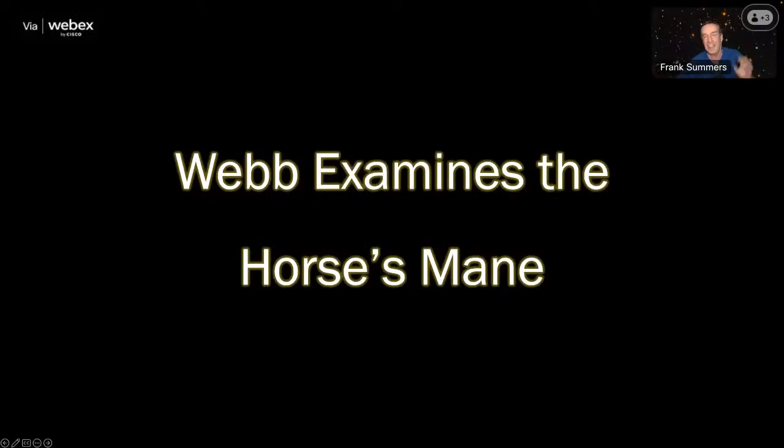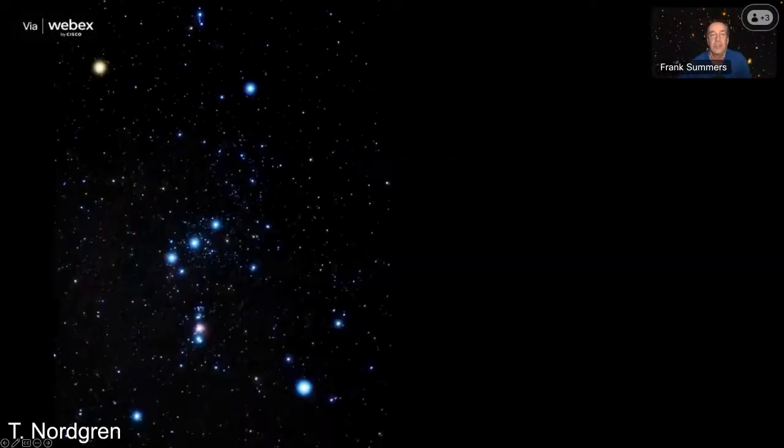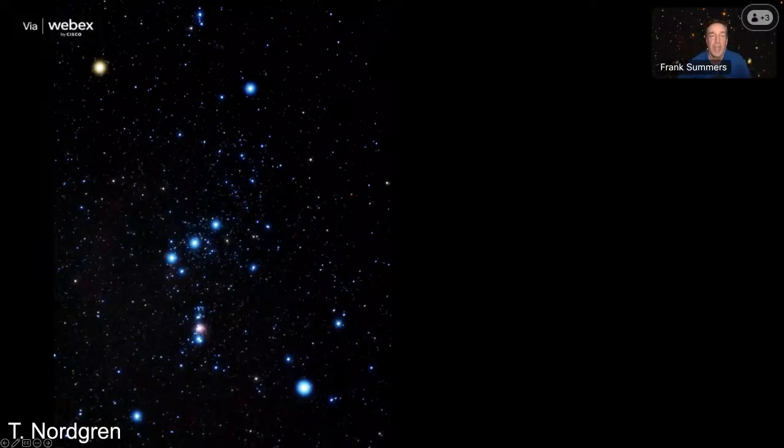All right, so I get to talk about one of my favorite regions in the sky. And this, you may recognize, is the constellation of Orion. And when you look in the constellation of Orion, you see lots and lots of stars, but you also see a fuzzy patch in the sword. That fuzzy patch in the sword is the Orion Nebula, which you can actually see with the naked eye.